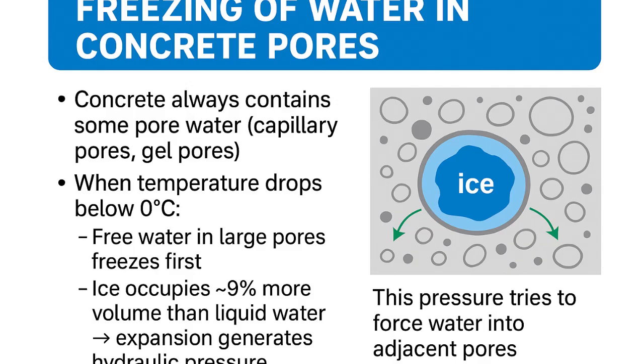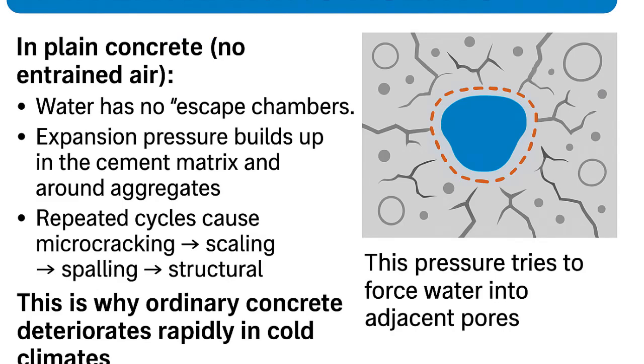In plain concrete, without air entrainment, water has no escape chamber. Expansion pressure builds up in the cement matrix and around aggregates. The repeated cycles cause microscopic scaling, spalling, and structural damage.